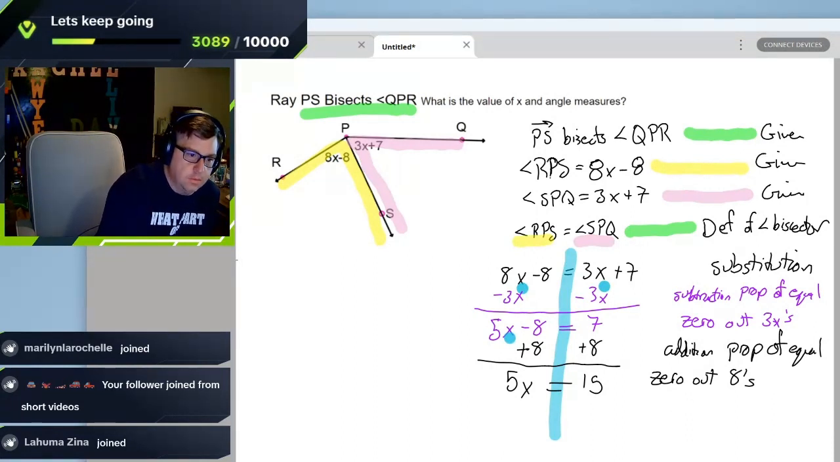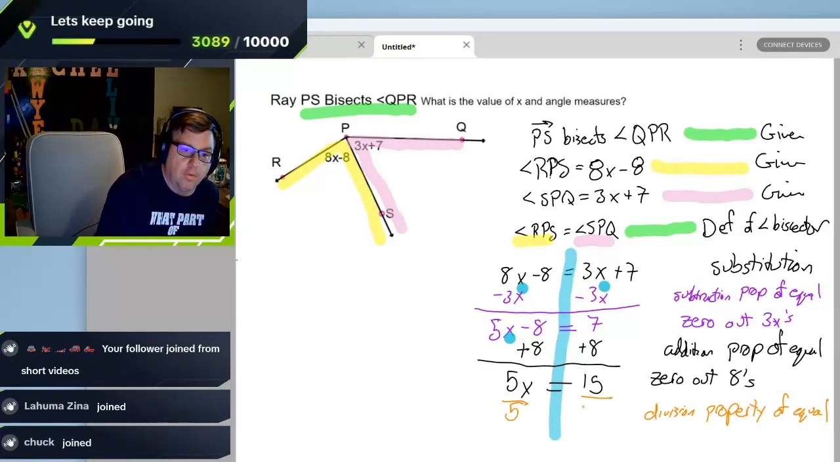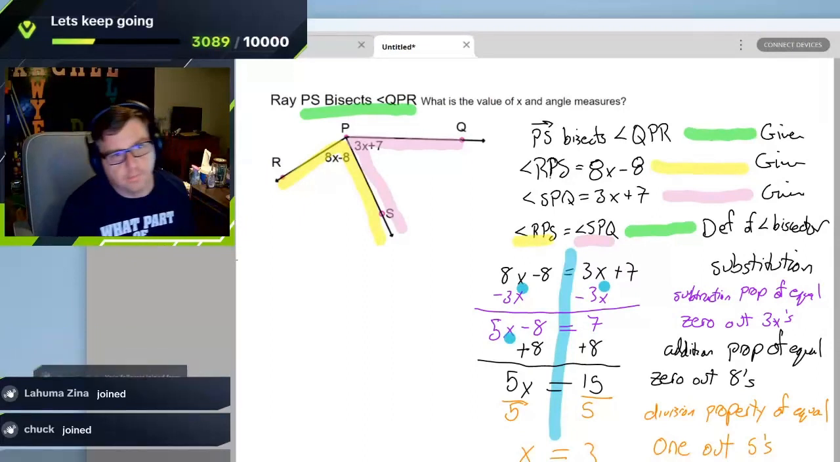And then divide, I guess I don't want to use that color. Let's go with orange. Division property of equality. That's how I tell my students: if you wrote divide, you want to write division property of equality. And we're going to divide both sides by 5. We are wanting out the 5s so that we're just left with x equals 3.